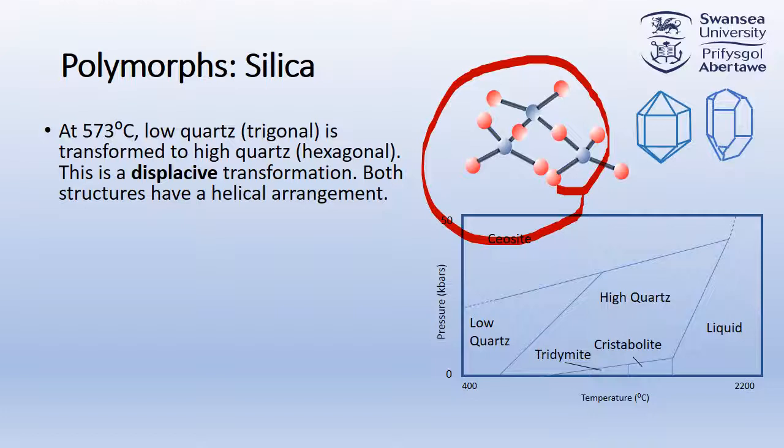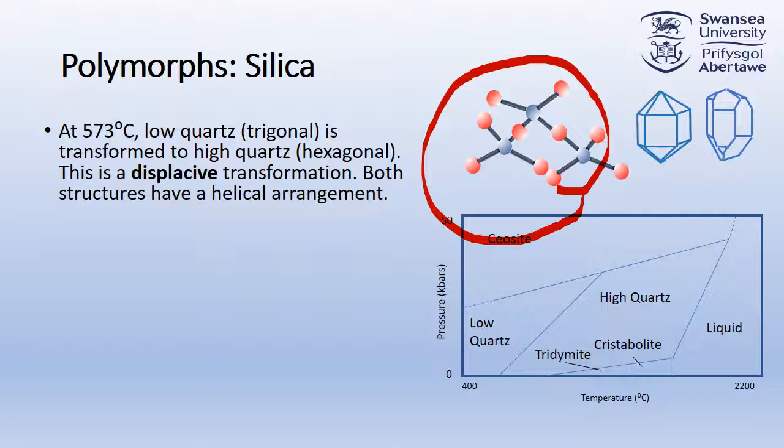We have low quartz, which is trigonal in its crystal structure. It's also known as alpha quartz. And we also have high quartz or beta quartz, which is hexagonal in its crystal structure. They both have a helical internal arrangement. However, alpha and beta quartz are the left and right-handed forms of the screw of the rotation axis.